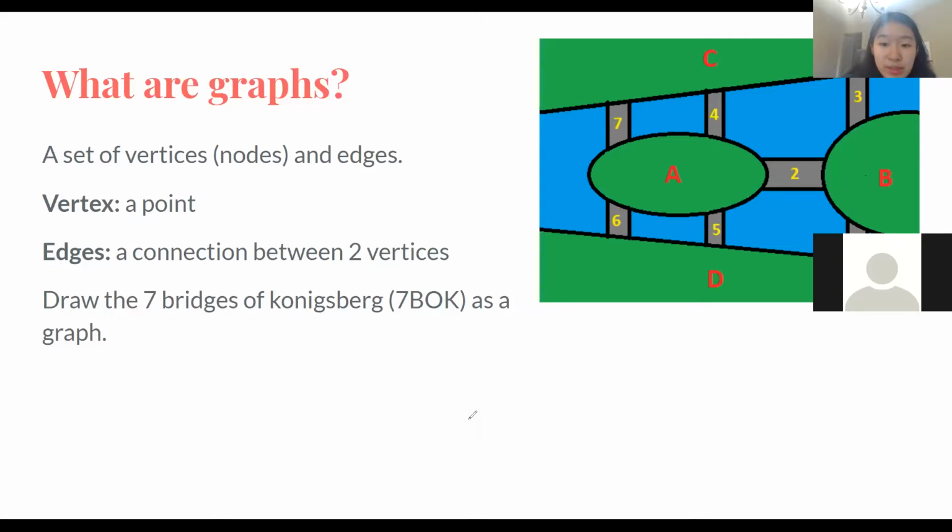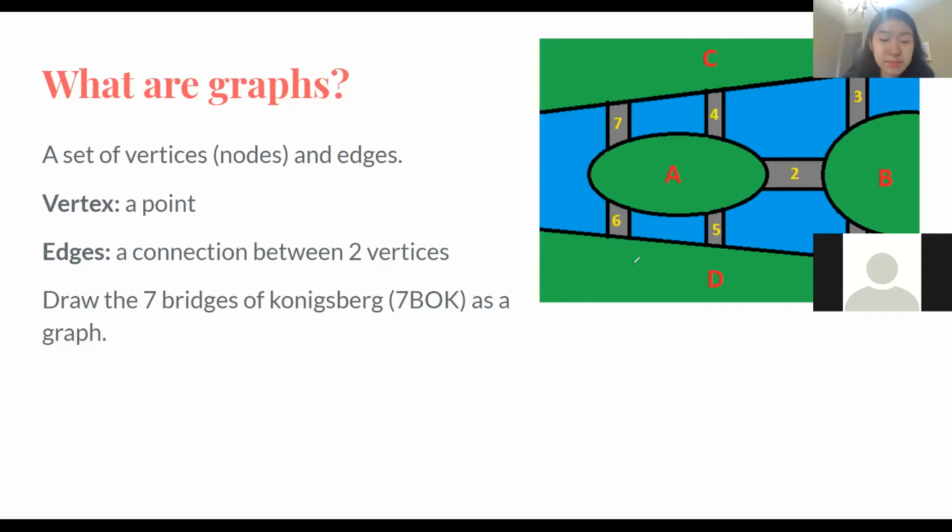So if we have these 4 kind of land masses and these 7 bridges, if we're drawing this problem as a graph, does anyone want to tell me how many vertices and edges do you think this graph would have?